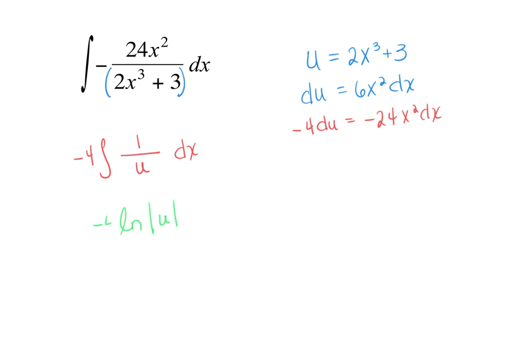And I had a negative 4 that was multiplying by it. And because it is an indefinite integral, I need a plus c. And my last step here is to plug that u in with what I had set u up to be. So it's going to be negative 4 natural log of the 2x cubed plus 3 plus c. And then I am finished.